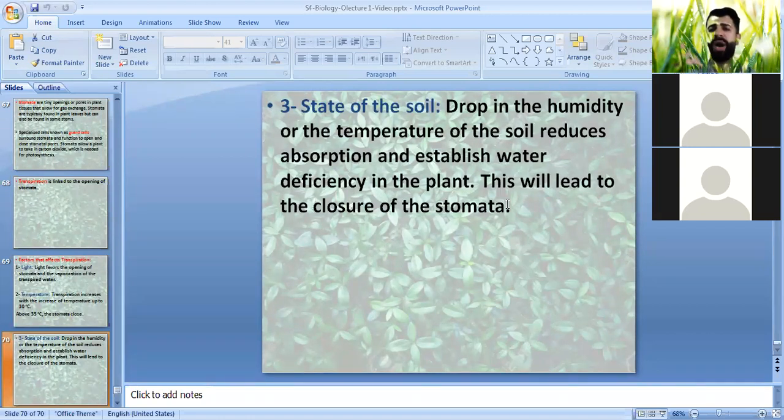Whenever we have a low amount of water, the plant will close the stomata. The stomata will close. Why? To keep the water inside the plant and to prevent its loss. So if we don't want to lose the water, the stomata will close to keep the water.